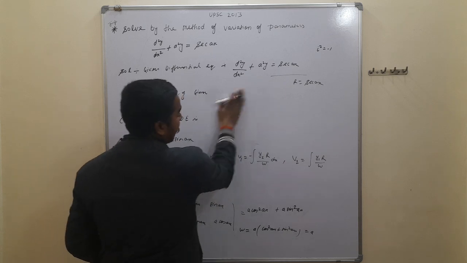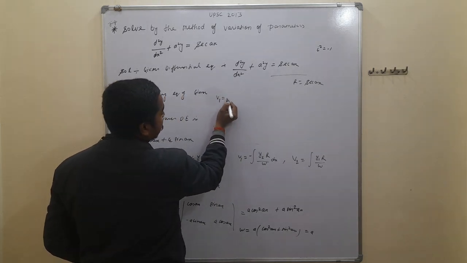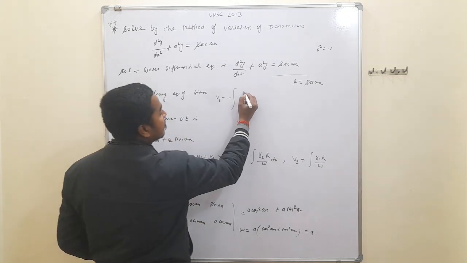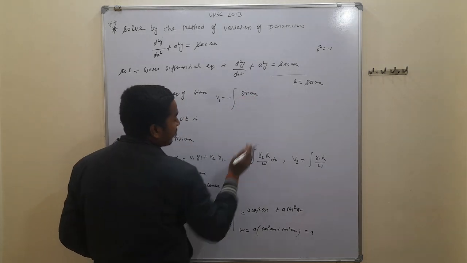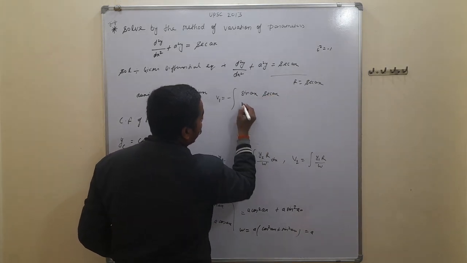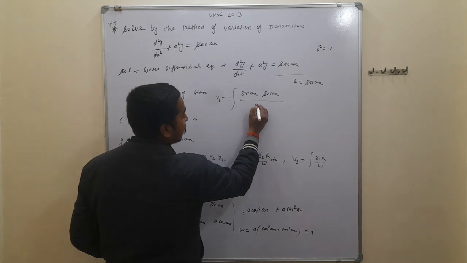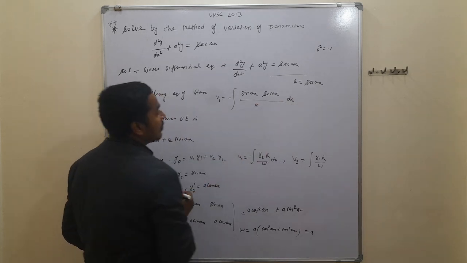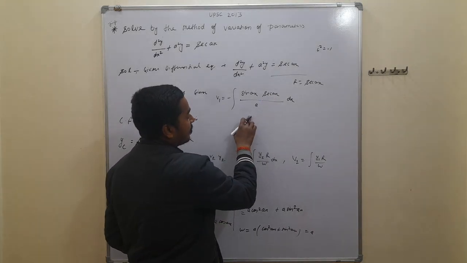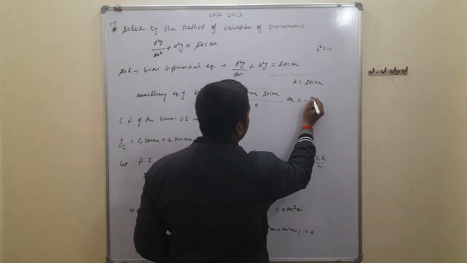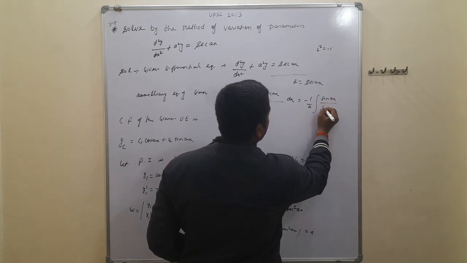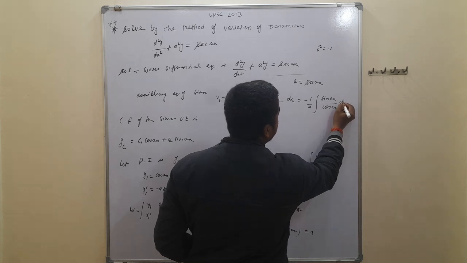Here we have to find first v1. V1 is given by minus of integral y2 times r upon w, where y2 is sin ax, r is sec ax, w is a, and this is dx. Sec ax is taken to the denominator. This gives minus of 1 upon a, and this is sin ax upon cos ax dx.